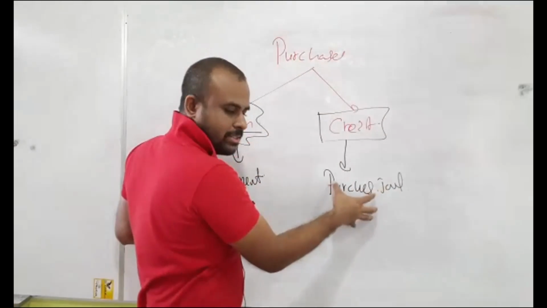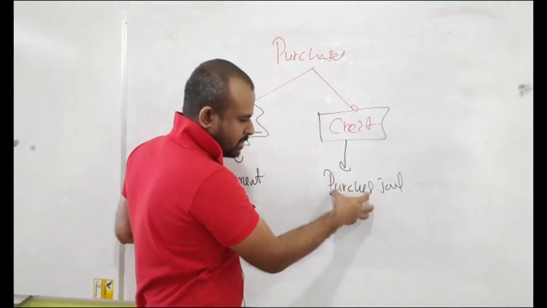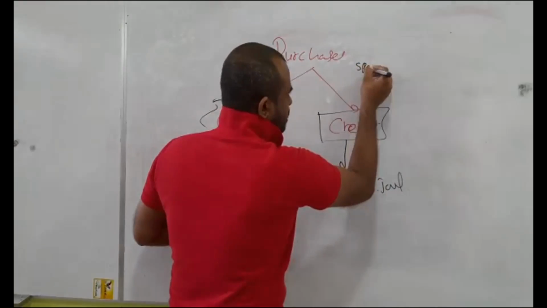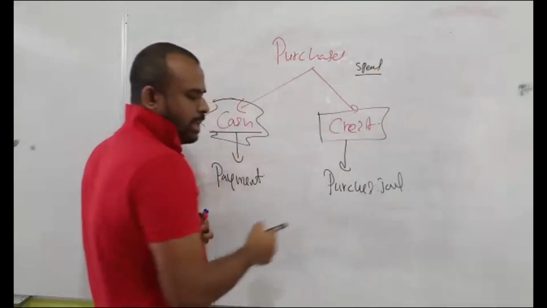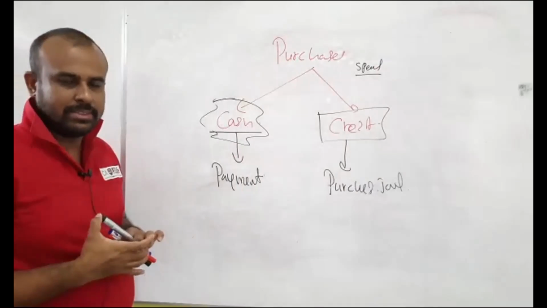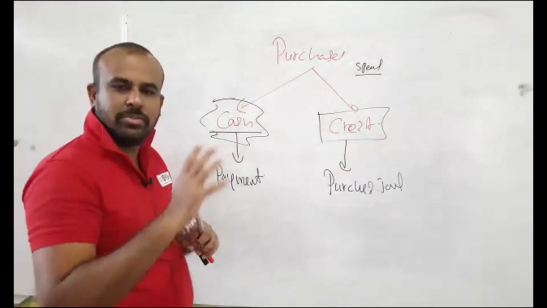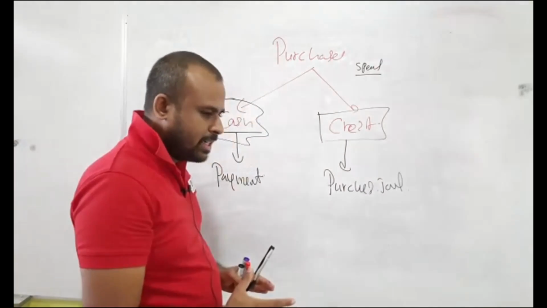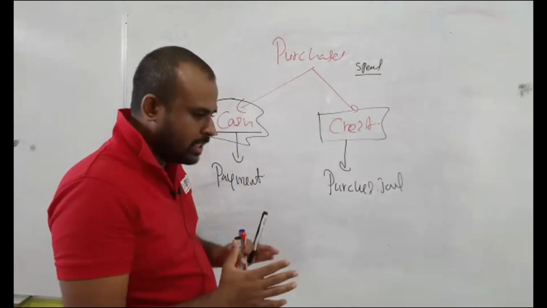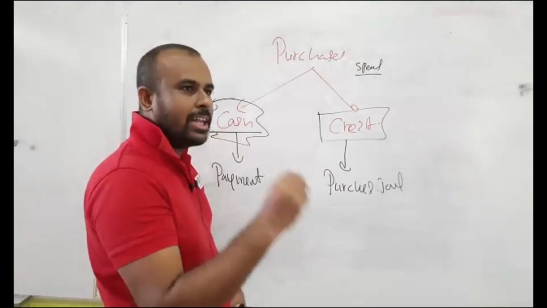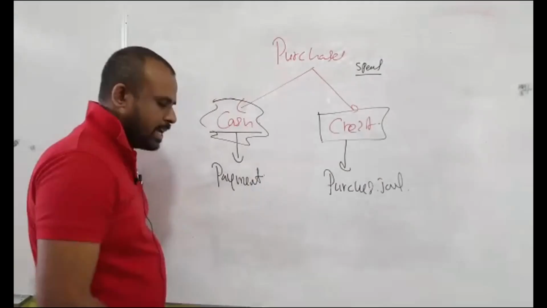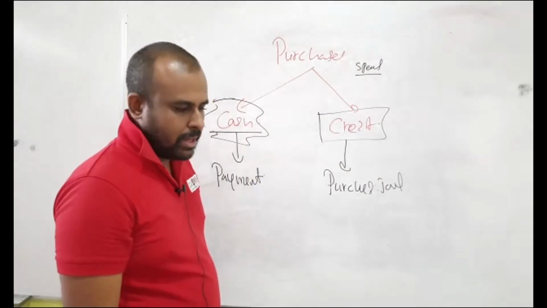What do you mean by the purchases journal? Purchases journal is a special journal in which you record all the credit purchases. We do not record the cash purchases, and we do not record all the purchases. It is a specific journal where you record only the credit purchases. Cash purchases will be recorded in the payment journal.